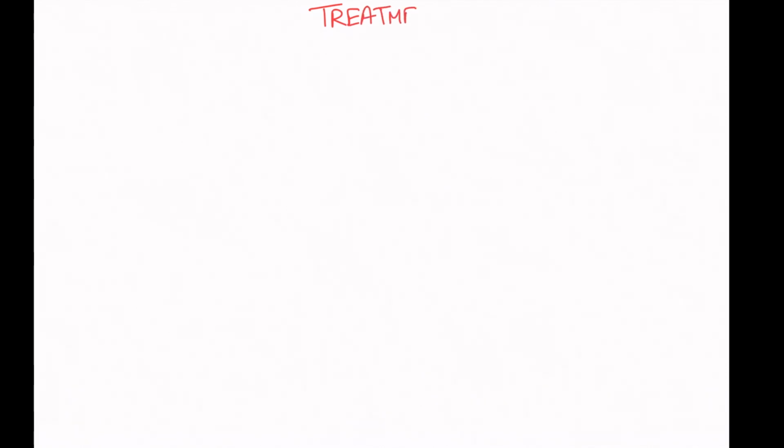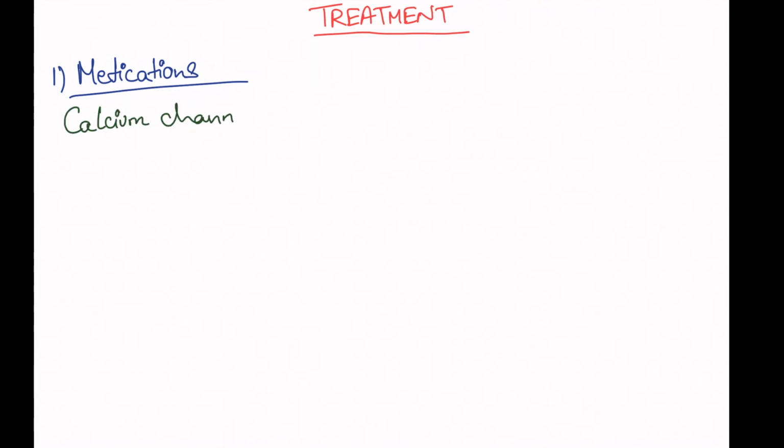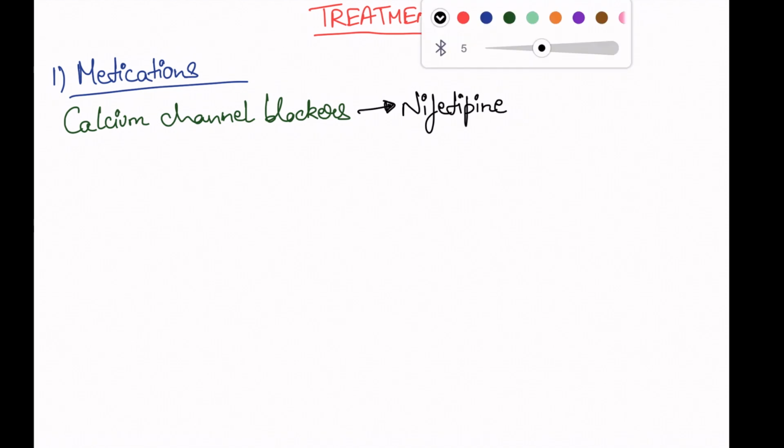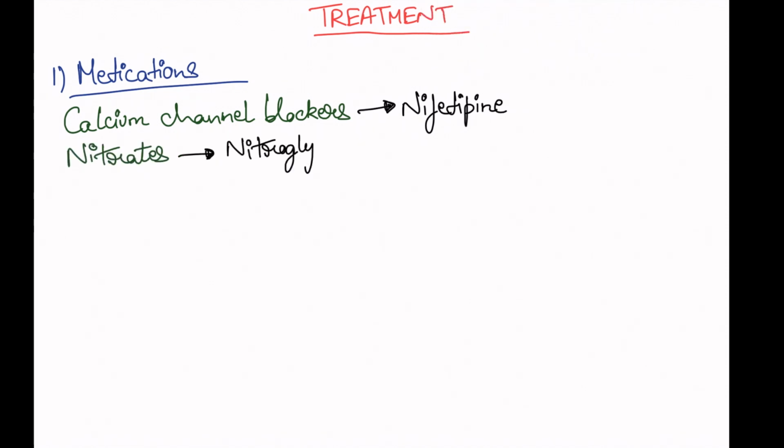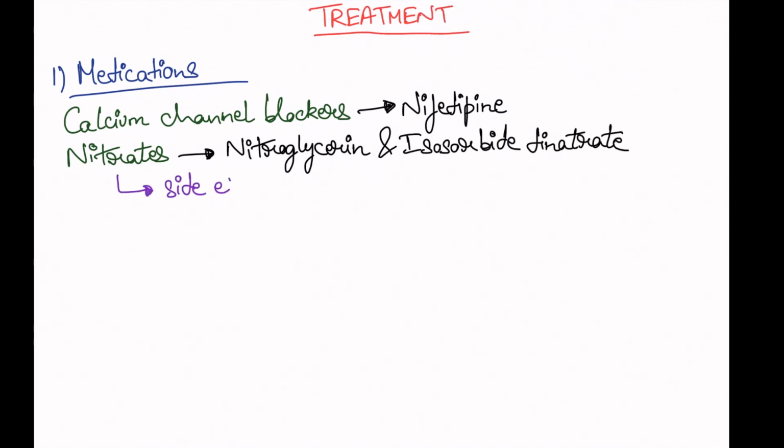So let's talk about the treatment of achalasia. The best treatment is surgery, of course, but also we have medications to alleviate the symptoms. The first class of drugs are calcium channel blockers, and the most commonly used drug is nifedipine. The second is the nitrates, and the drugs that are commonly used are nitroglycerin and isosorbide dinitrate. The patients most commonly complain of headaches as a side effect of nitrates. So you have to remember the side effect of using nitrates is headache.